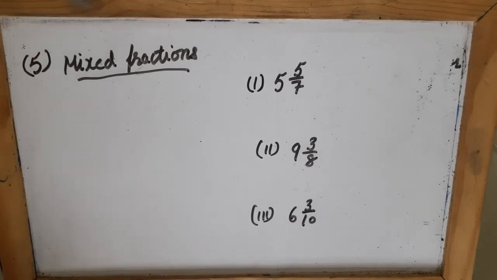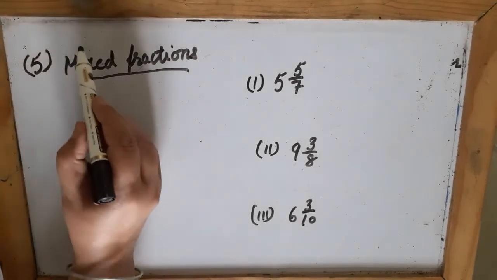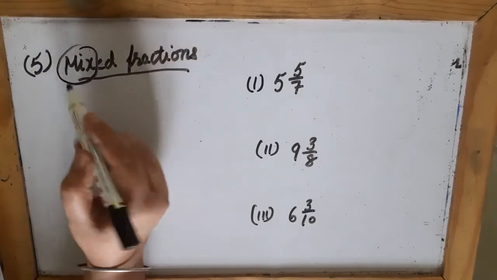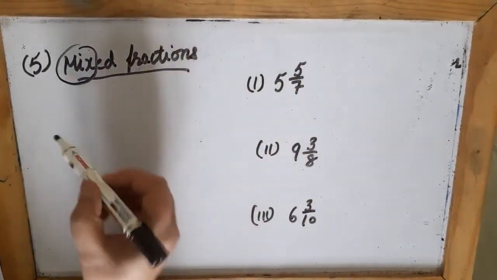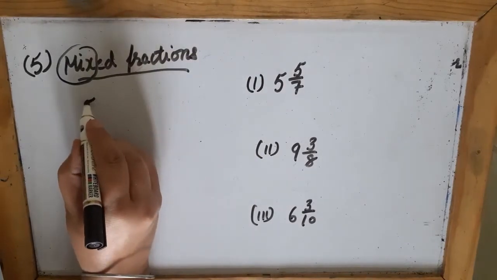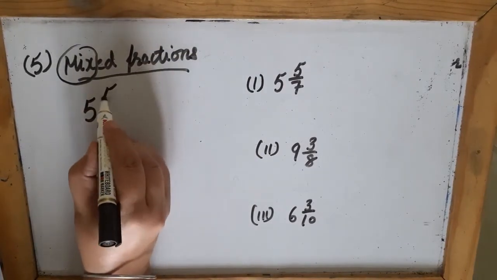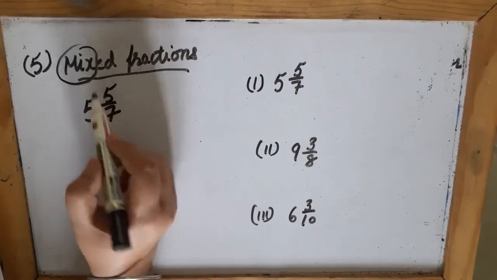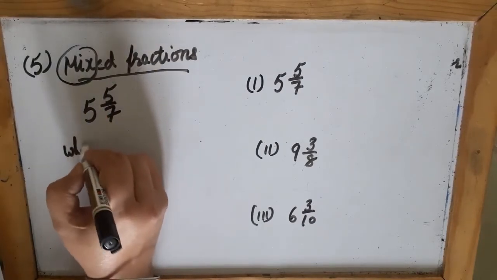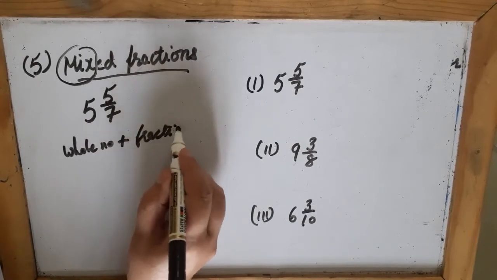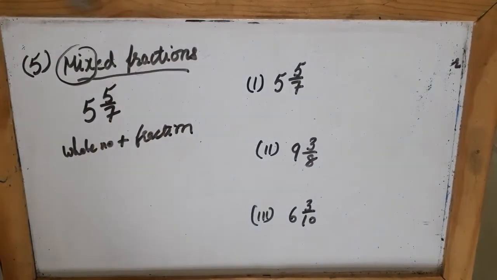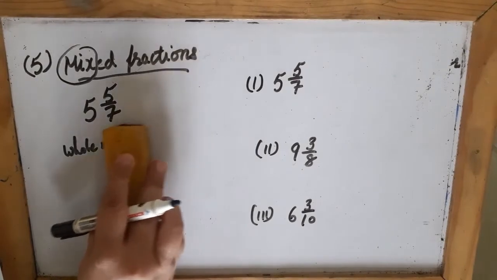And the third is mixed fraction. As you can understand from the word mixed, these are all mixed fractions. Why? Because this has a whole number and a fraction. So mixed number means it has a whole number and a fraction. It's a mixture of a whole number and a fraction. That is called mixed fractions.